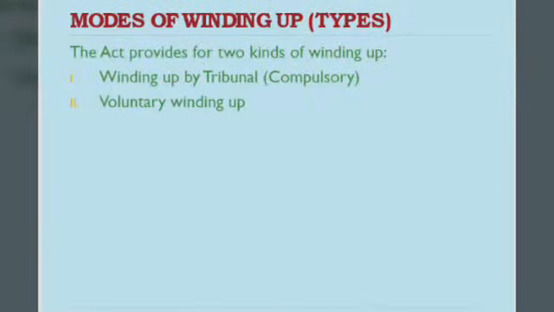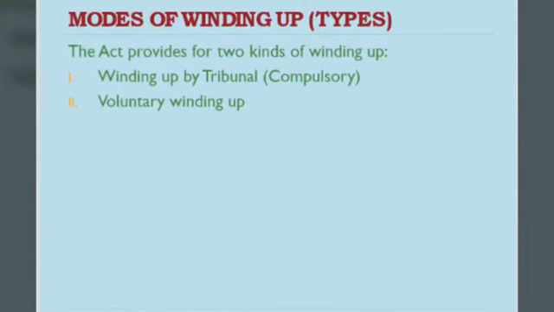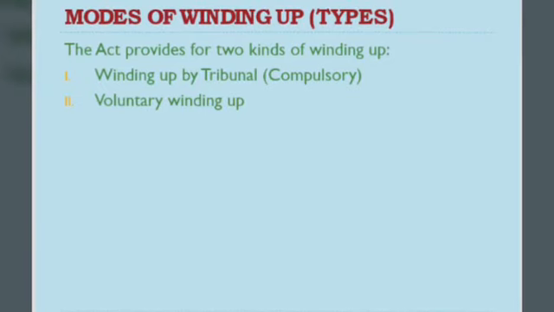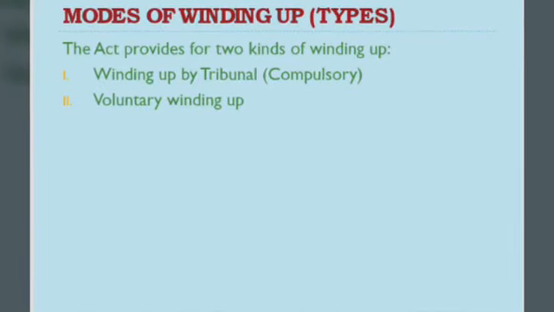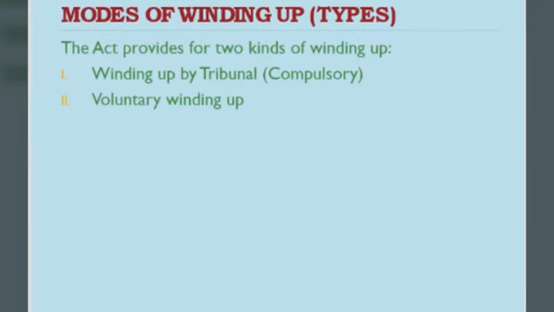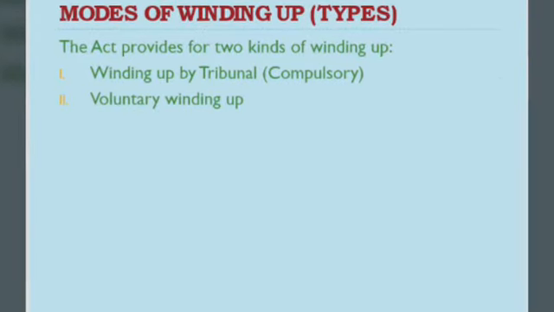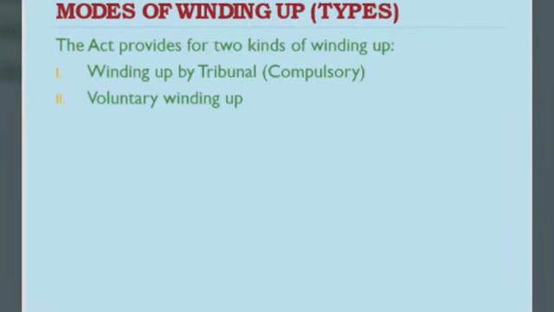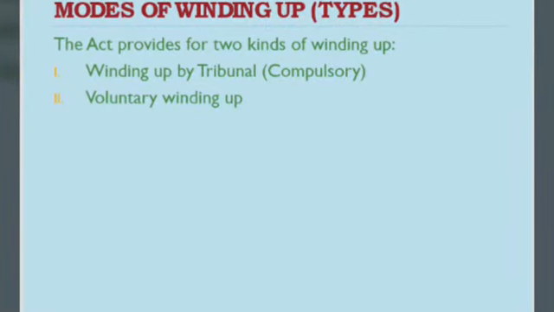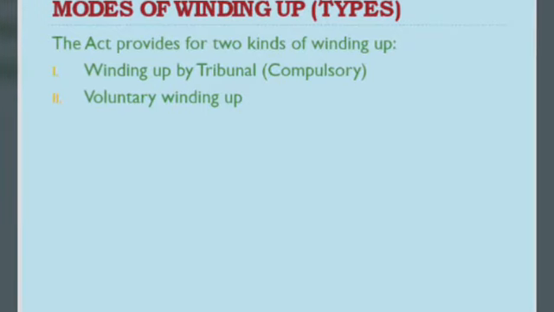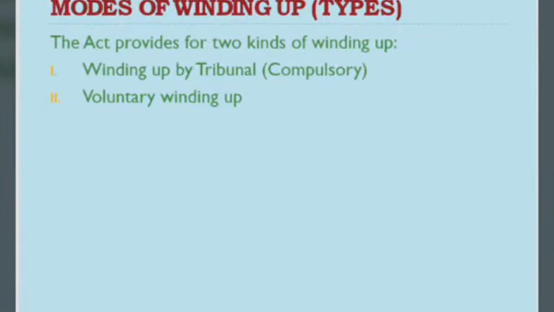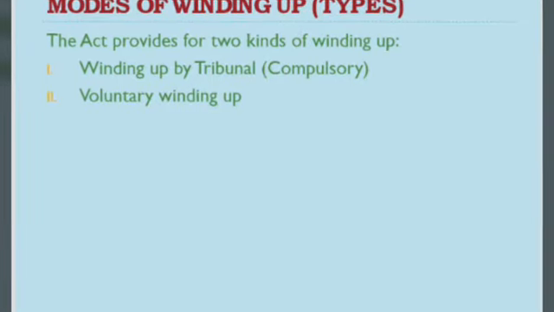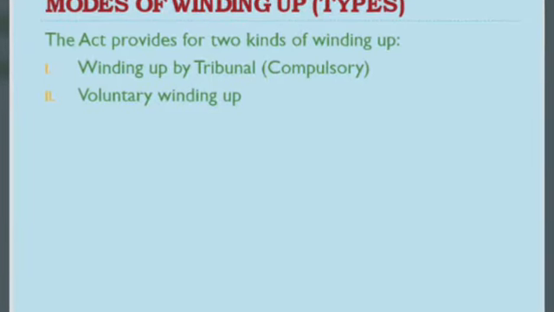The next aspect in winding up is modes of winding up or types of winding up. There are two types of winding up. Number one is winding up by tribunal and number two is voluntary winding up. Winding up by tribunal is compulsory winding up. It is winding up by the order of the court or tribunal. Whereas voluntary winding up is by the own decision taken by the shareholders and the creditors, and the company will be wound up. These are the two types of winding up. Now we will see the types of winding up in detail.